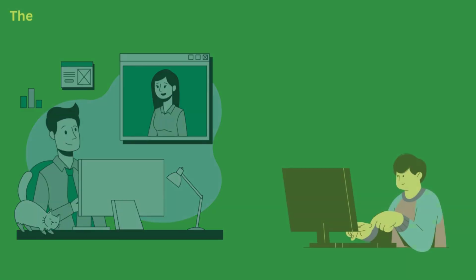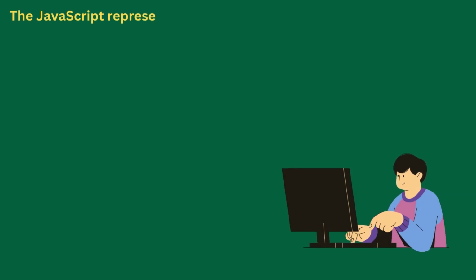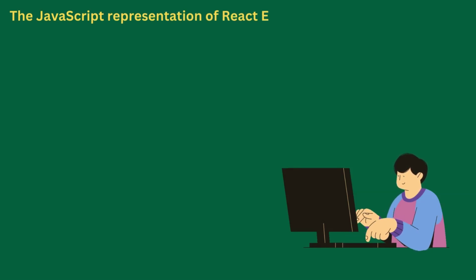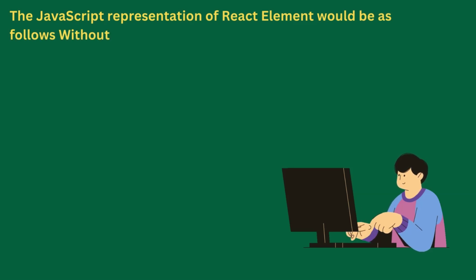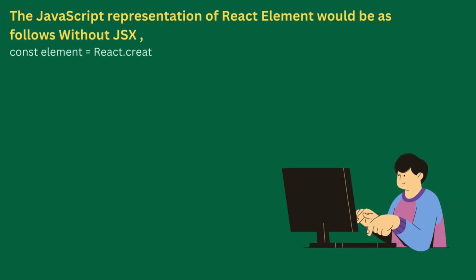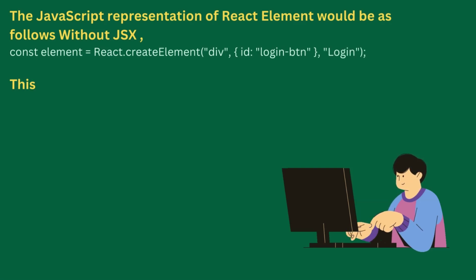The JavaScript representation without JSX of React element would be as follows. Using React.createElement function, we pass div tag, id as login-btn and name of control is login. And this element can be simplified using JSX in one line. Div id as login-btn and text is login.